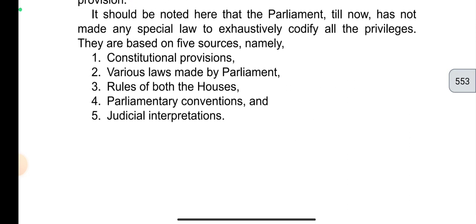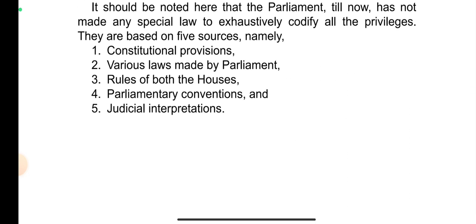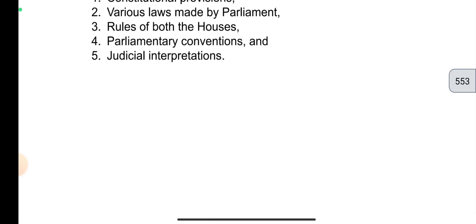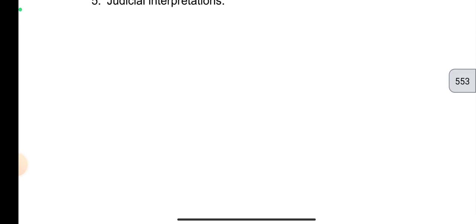It should be noted here that Parliament till now has not made any special law to exhaustively codify all the privileges. They are based on 5 sources, namely constitutional provisions, various laws made by Parliament, rules of both the houses, parliamentary conventions and judicial interpretations.